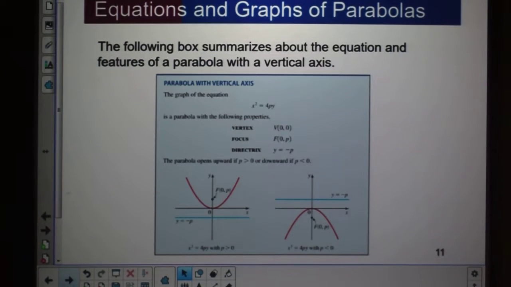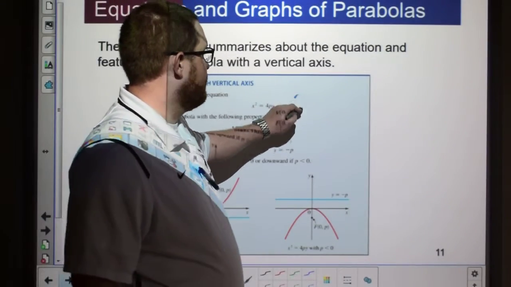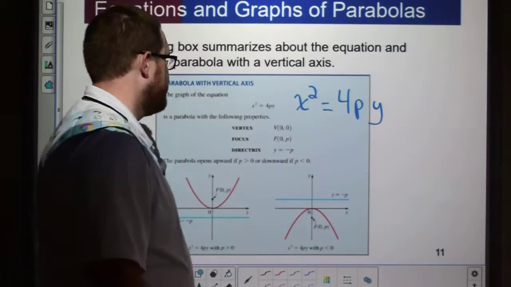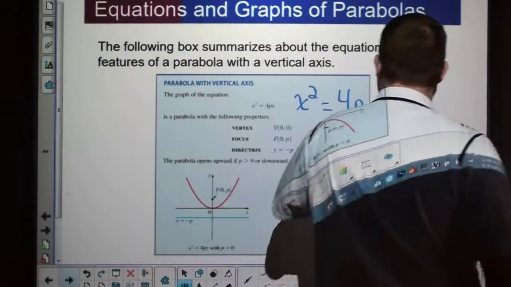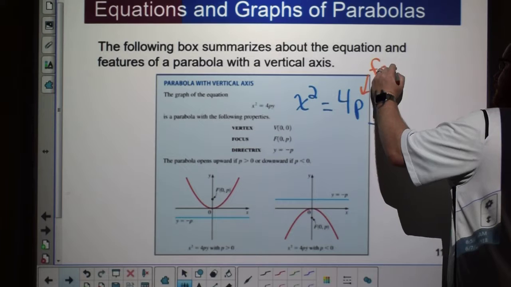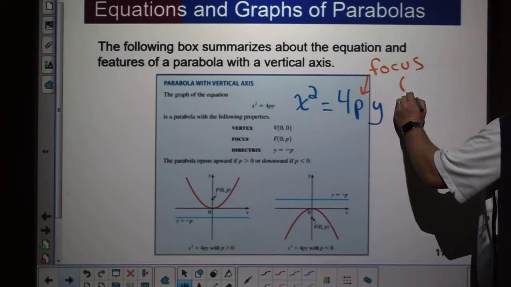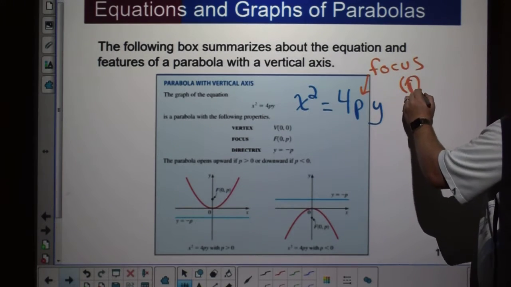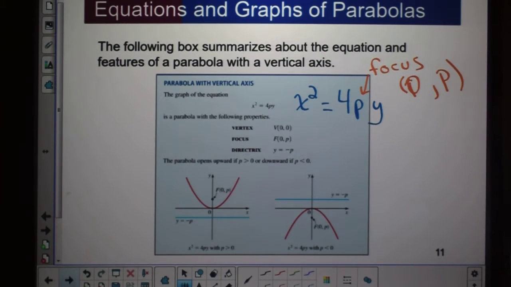Here's the formula for a parabola that opens up or down. X squared equals 4py. And this is the really important part. Why do I say it's important? Because the p value is the focus. Since this parabola opens up or down, the x-value is going to be 0 because I'm not moving left or right at all. So it's going to be 0, comma p.